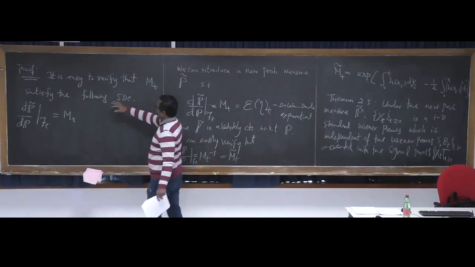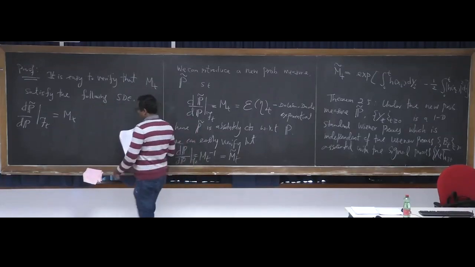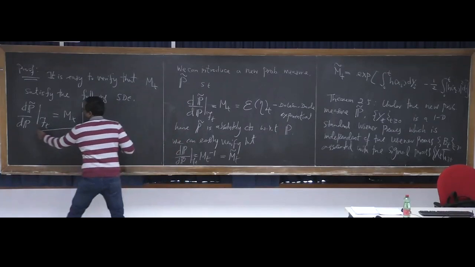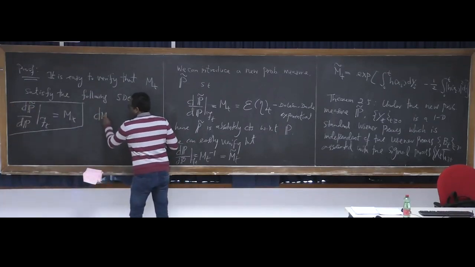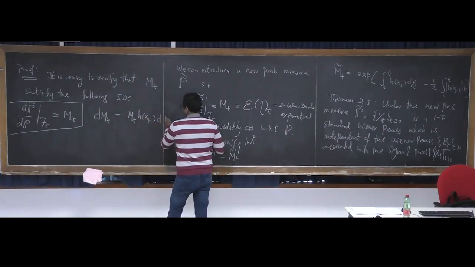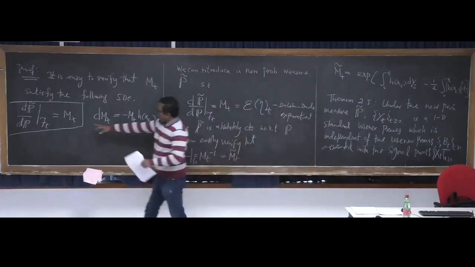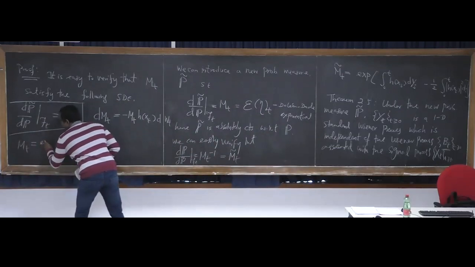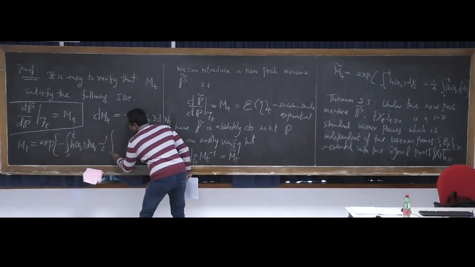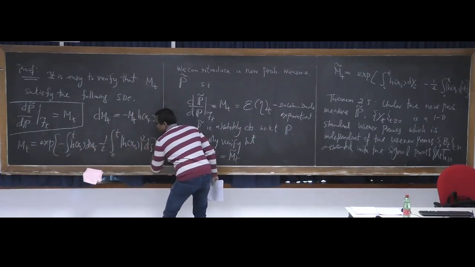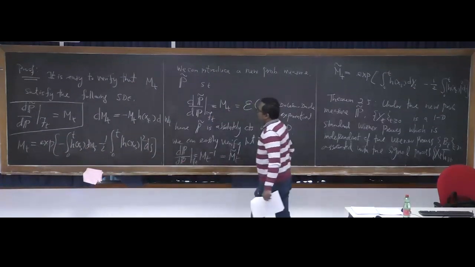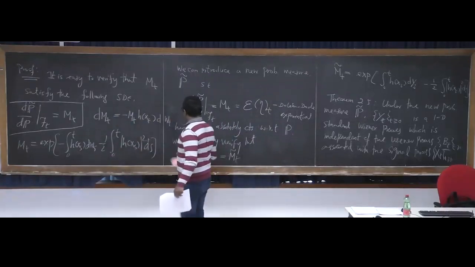So we want to verify that this M_T satisfies the following stochastic differential equation. That is, dM_t equals minus M_t h of X_t dW_t. Because M_t is the Doleans-Dade exponential, that is minus integral 0 to t of h of X_s dW_s minus 1/2 integral 0 to t of h of X_s squared ds. So you can apply the Ito formula for this and come up with this. You can easily verify that. So M_t satisfies this stochastic differential equation.